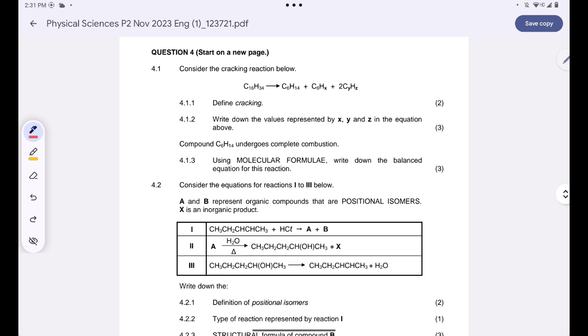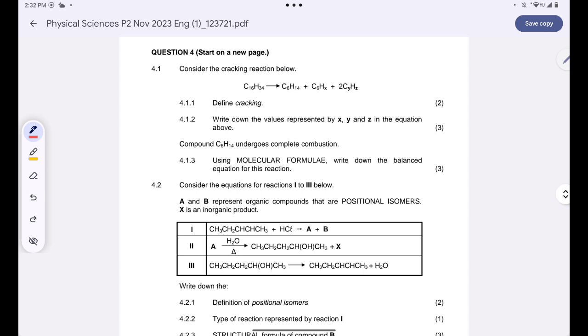Question 4. We are supposed to consider the cracking reaction that takes place here. By definition, what is cracking? Cracking is a chemical process of breaking down long chain hydrocarbons into smaller chain hydrocarbons. Are we together? So in this case, they've broken down this long chain hydrocarbon into these 3 small chain hydrocarbons.